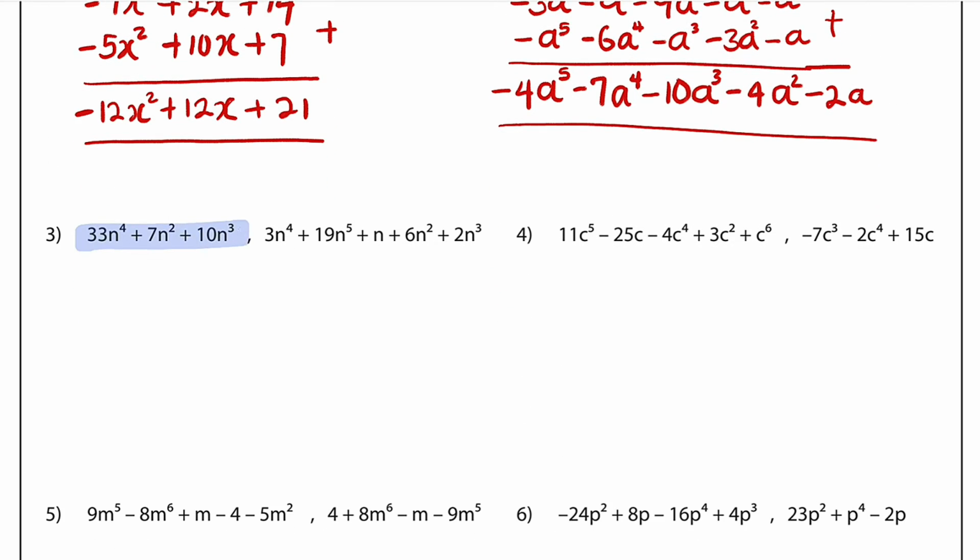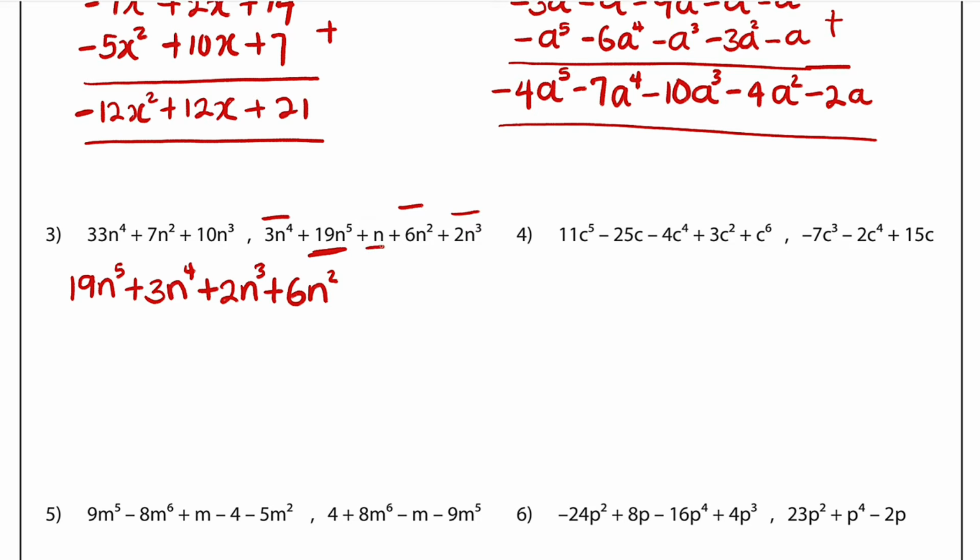The first polynomial has a degree of 4, while the second polynomial has a degree of 5. So let us begin with the second polynomial. We have 19n to the power of 5, which is the leading term, followed by this, which is plus 3n to the power of 4, then followed by this, which is 2n to the power of 3, followed by this, which is 6n to the power of 2. Then last one, we have plus n.